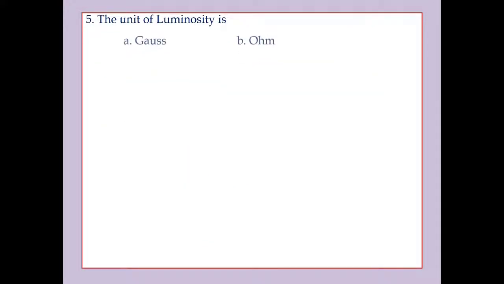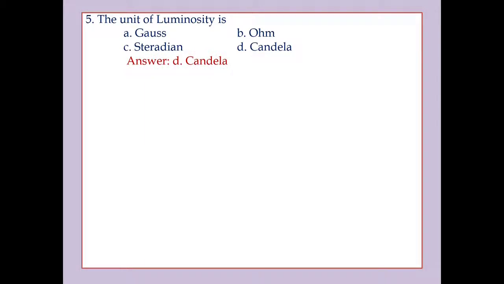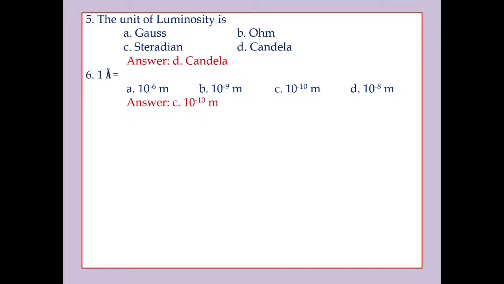The unit of luminosity is. Luminosity is a term used to represent the brightness or the power emitted by an astronomical object, and candela is the unit used to measure luminosity. 1 angstrom, which we use for measuring wavelength, is 10 power minus 10 meters.